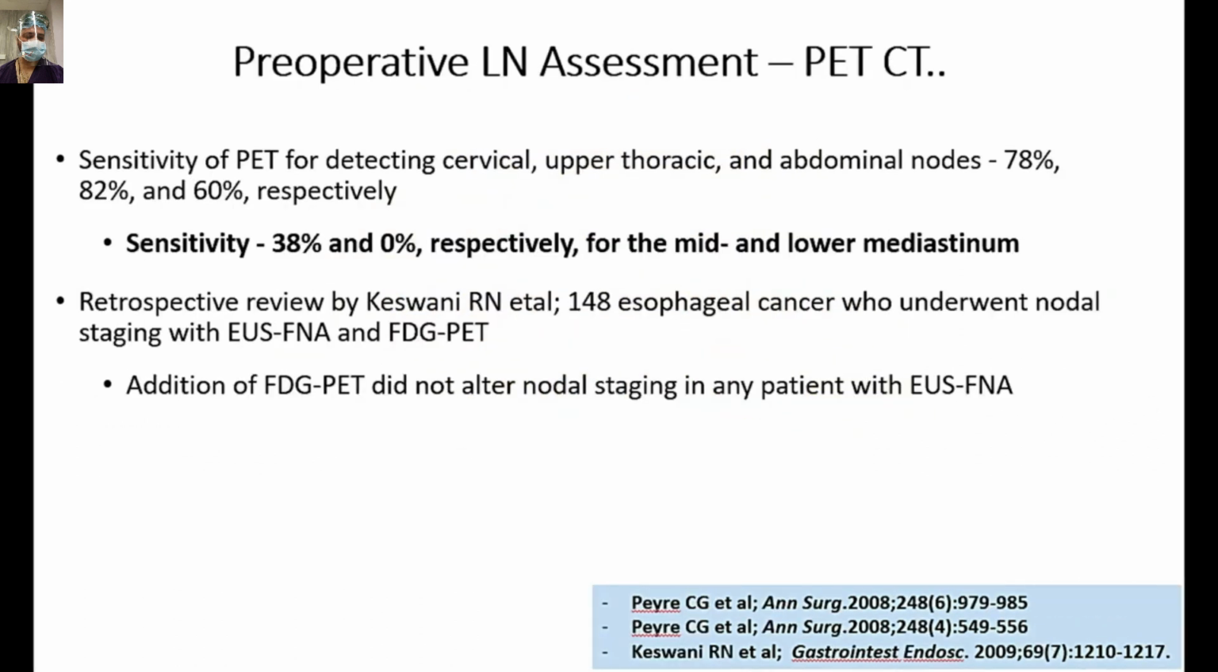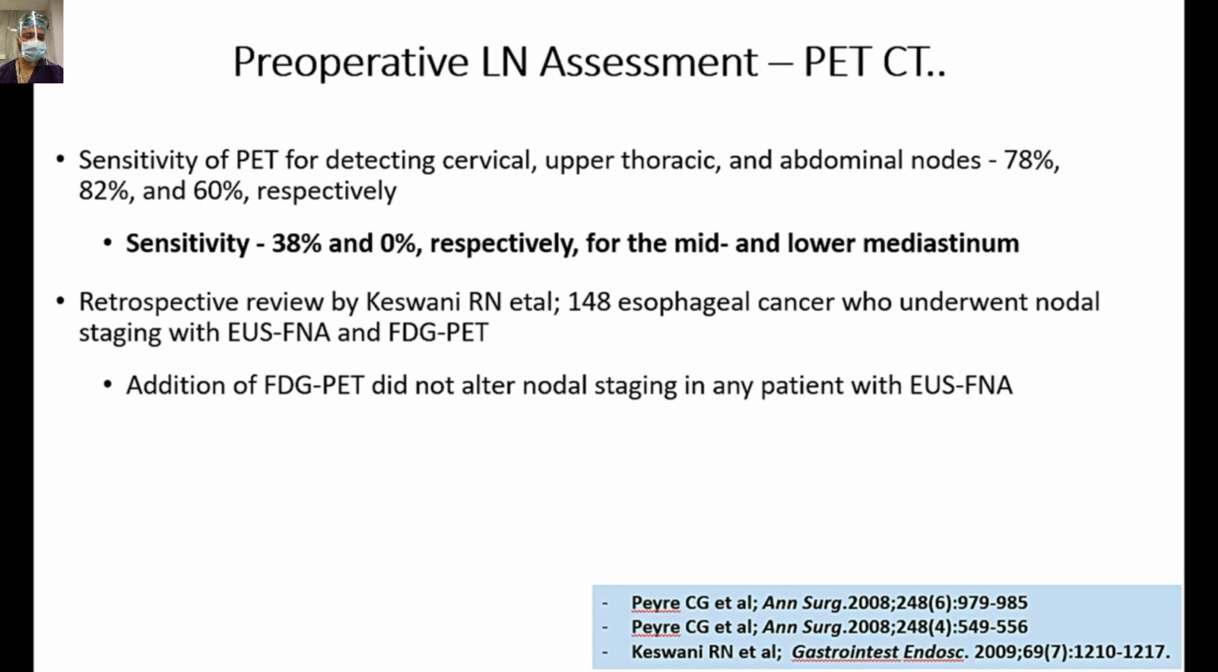The preoperative lymph node assessment, PET CT role. The sensitivity of PET CT, I said, is low, but for detecting cervical, upper thoracic and abdominal nodes it is 78%, 82% and 60%. The sensitivity is 38% and 0% respectively for the mid and lower mediastinum, as has already been discussed, because the lymph node activity gets masked by the primary.